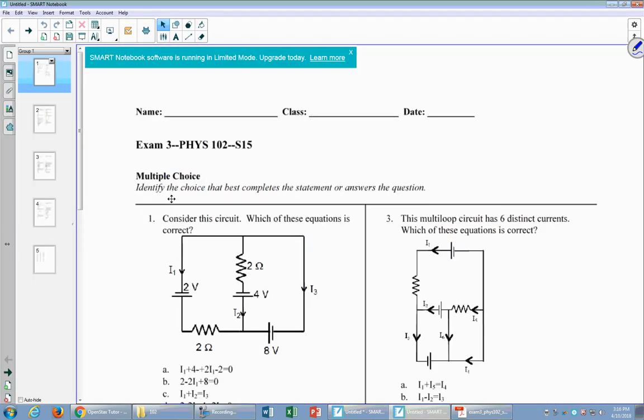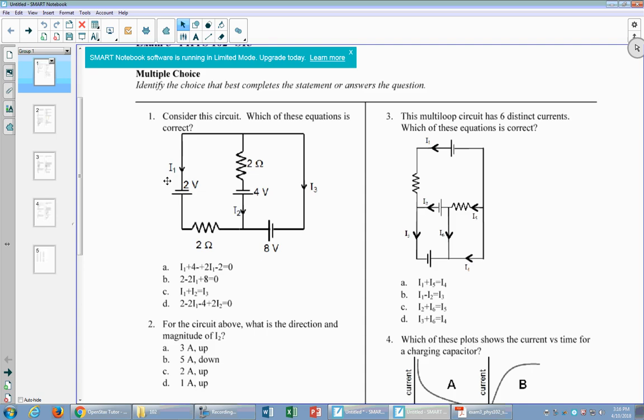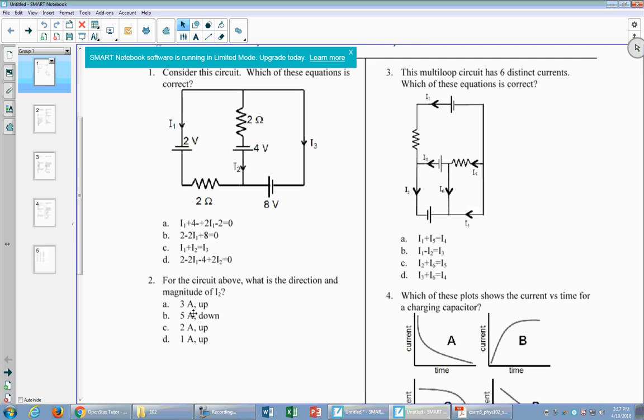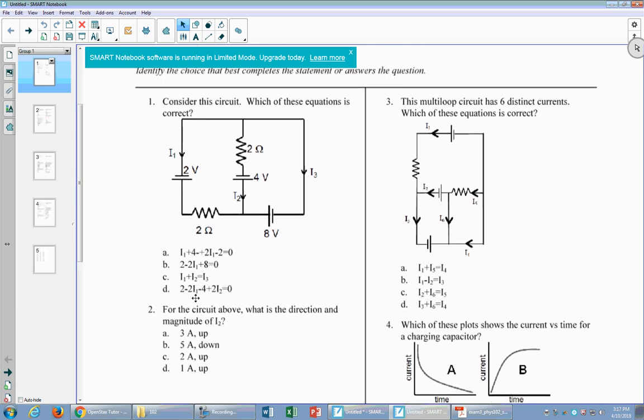How y'all feel for multi-loops? Your first few questions are going to be kind of like this. You'll see a question. It'll ask you which is the correct equation, and then it'll be followed by what is the current in this particular direction. If you get a negative number, you just switch the direction that you found it in.